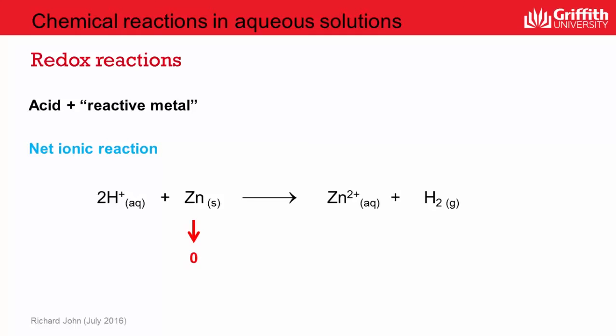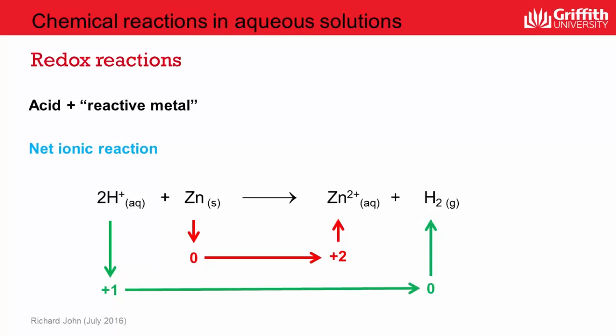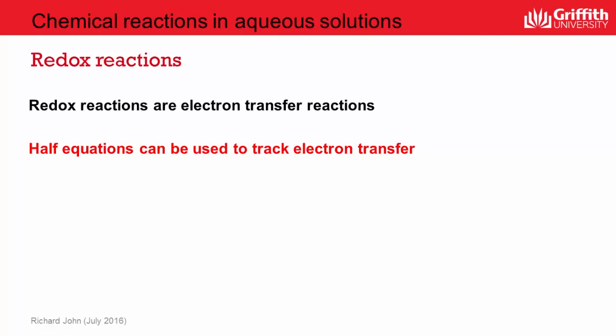Now what's worth noting here is the change of charge. We start off with zinc metal, which has 0 charge, and after the reaction it has a +2 charge. Prior to the reaction, hydrogen has a +1 charge, and after the reaction it has a 0 charge. So these changes of charge actually equate to electron transfer. In this chemical equation, some species are losing electrons, and other species are gaining electrons. And often in these redox reactions, the challenge is to find out exactly which one is doing what. So half equations can be used to track electron transfer.